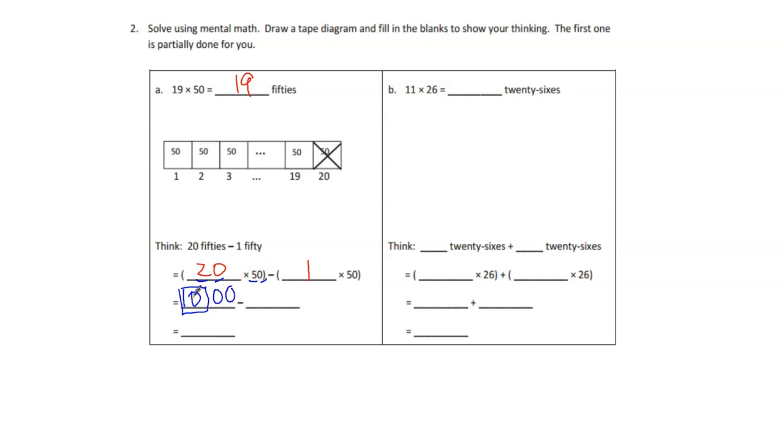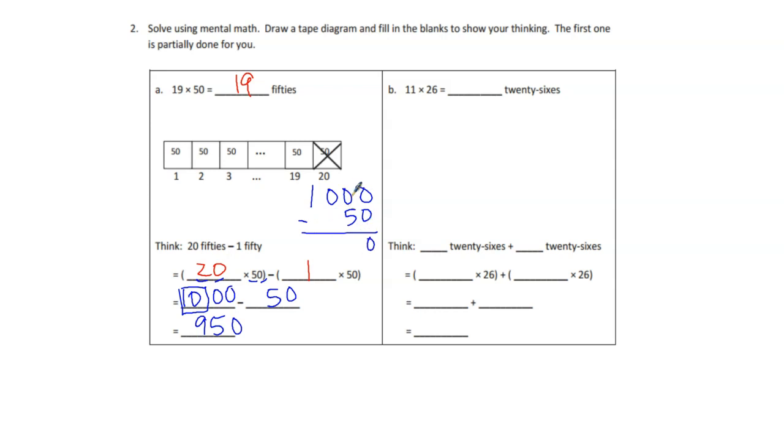20 50s is 1,000. So 20 50s is 1,000 minus 150, which is 50. And you can do the regrouping if you need to. I know that it's going to be 950, but we can show you how that came about when I'm doing my subtraction. 0 minus 0 is 0.